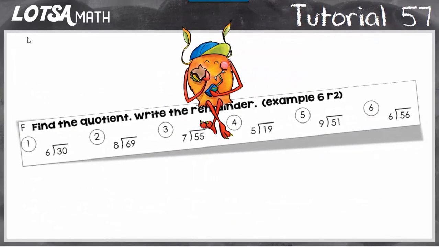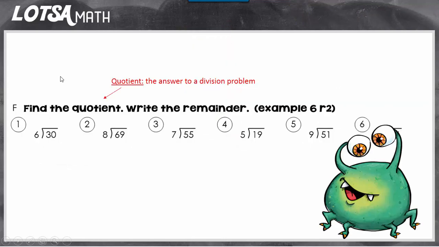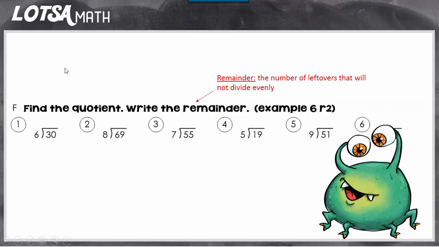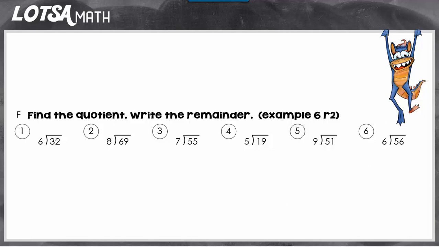For these questions, we're going to write the quotient and the remainder. The quotient is just the answer to a division problem, and the remainder is the number of leftovers that won't divide evenly. So let's look at some examples.